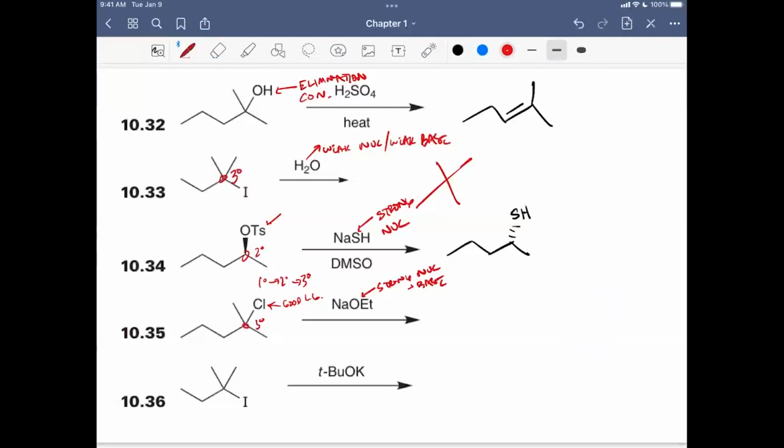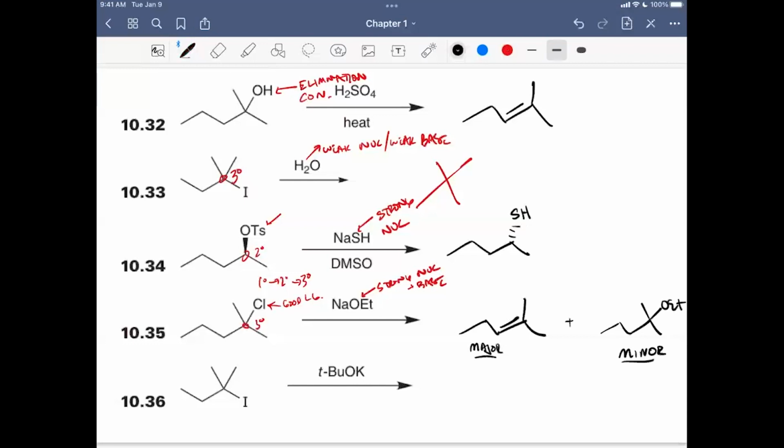So for this one, we're doing elimination because it's a tertiary, so we have to write our product with a double bond. So it goes on the most substituted would be on that side. So that's your major product. If I want to write the minor, we're just doing substitution. So you're substituting in that OEt, would be the minor.